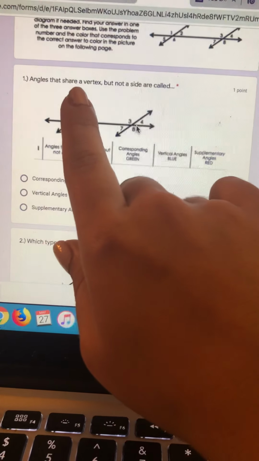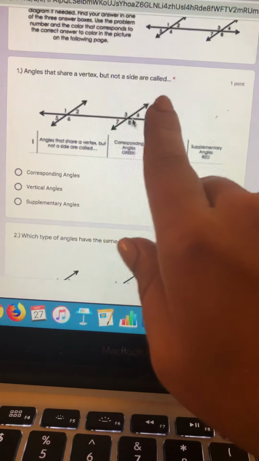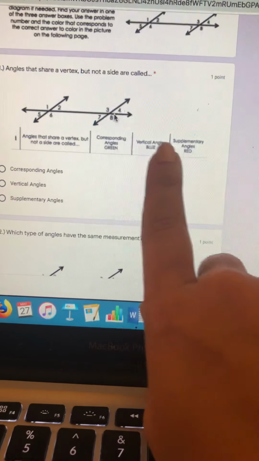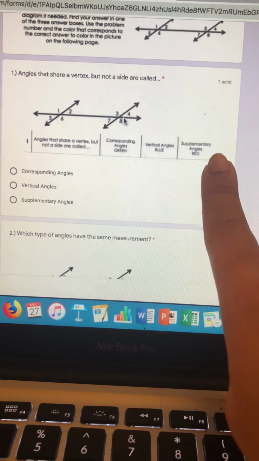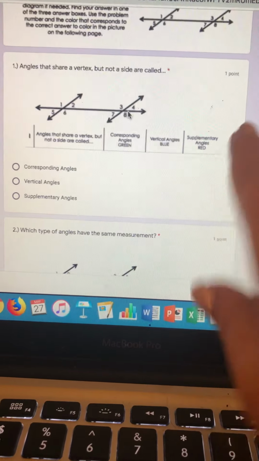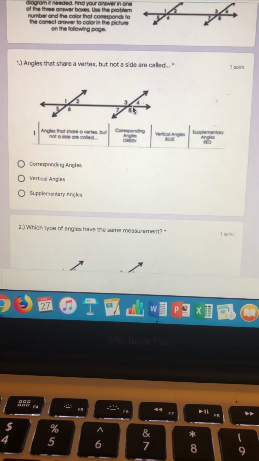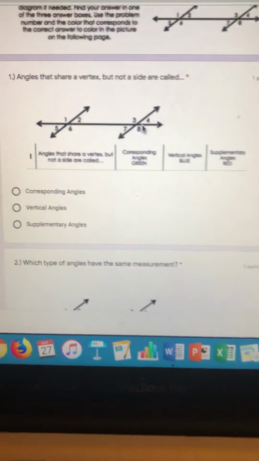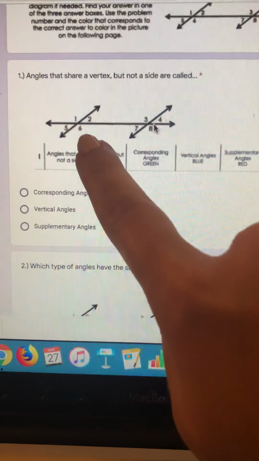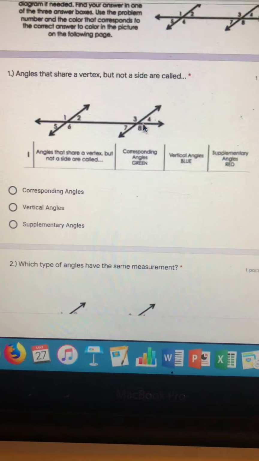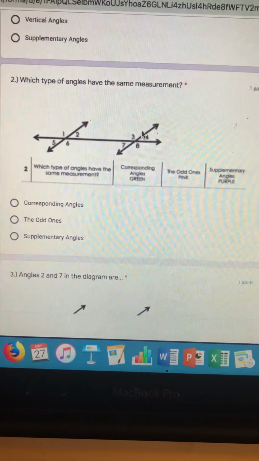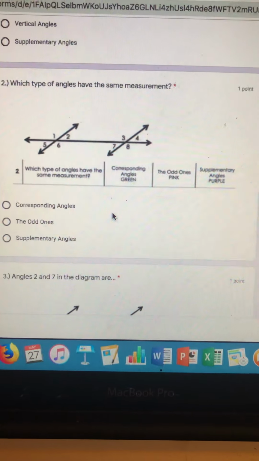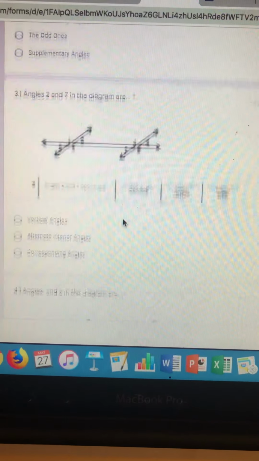So it says angles that share a vertex but not a side are called. So you're going to decide, is that corresponding angles, vertical angles, or supplementary angles? And at this point, you guys should know which ones share a vertex, which means they're opposite angles, but not a common side. So I'll give you an example. They're talking about angles 1 and 6. What type of angles are those? So that's going to be your answer for number 1. And then you'll continue answering the questions. Number 2, which angles have the same measurement? That means which ones are congruent. Okay, so use your definitions to answer questions like those.